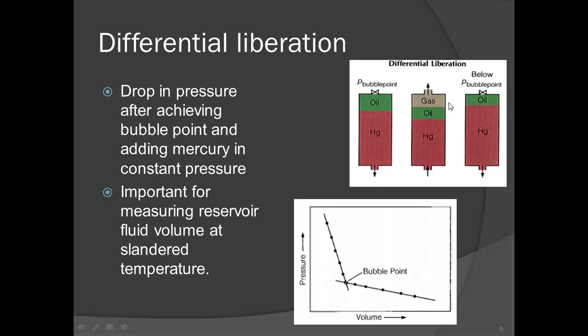If you look at the first step of the picture, it's oil and mercury. And when it reaches the bubble point, we know the gas is emerging from the cell. So when that happens, we're removing the mercury at constant pressure, and we will do this until we no longer have gas in the cell, and we'll only have oil and mercury in the cell. The importance of differential liberation is for measuring reservoir fluid volume at a standard temperature.